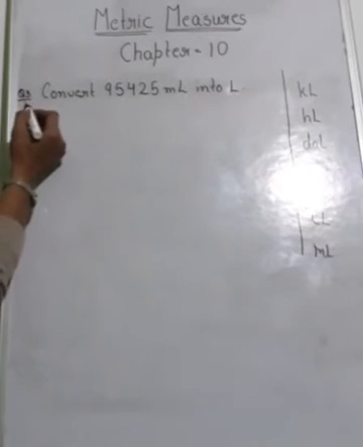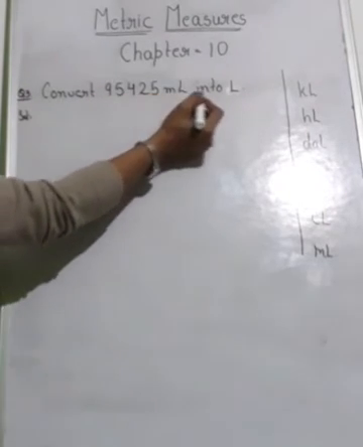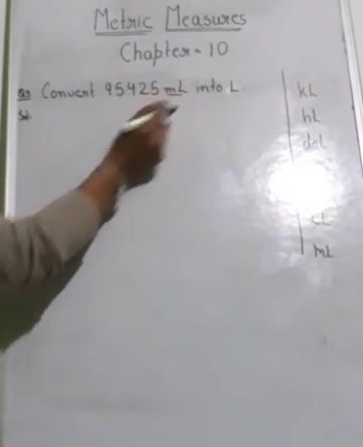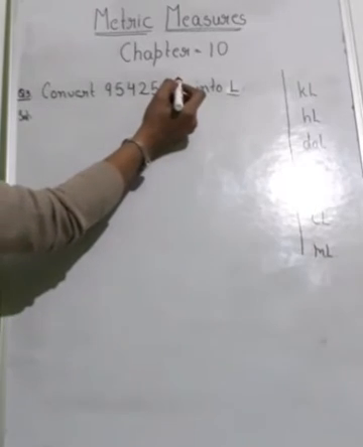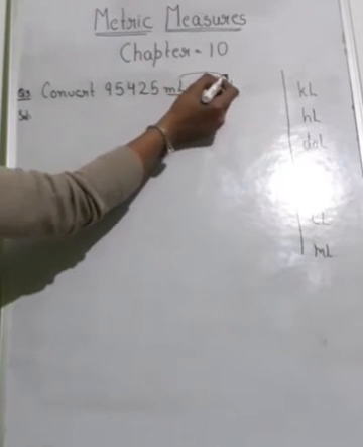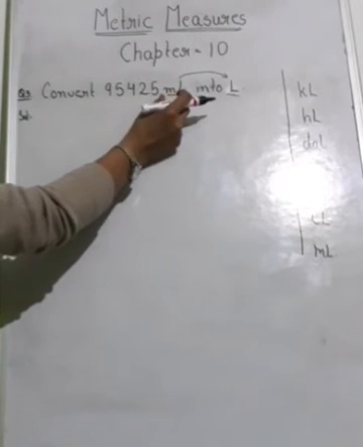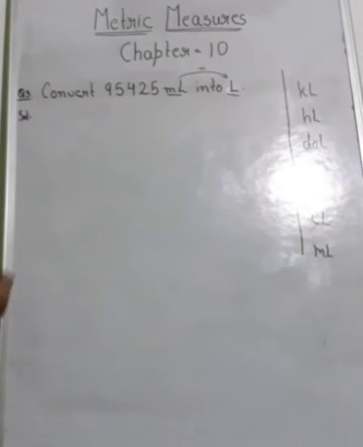Now question number 3 is convert 95,425 milliliter into liter. Okay. Now milliliter is a smaller unit and liter is a bigger unit. So you have to convert a smaller unit into a bigger unit. And I told you, whenever you have to convert a smaller unit into a bigger, what you do? You do the division.